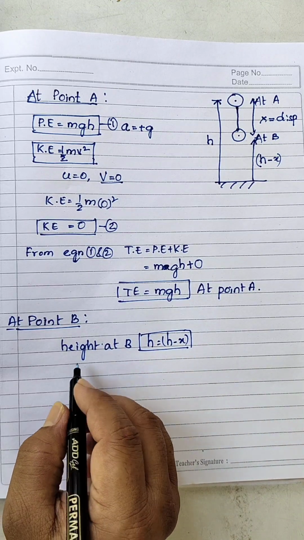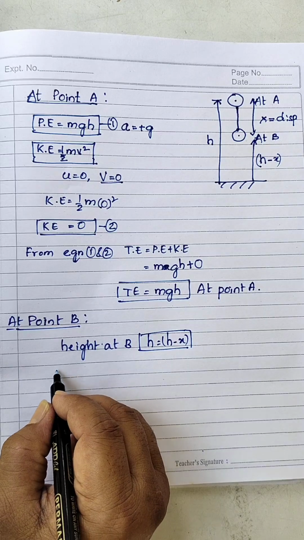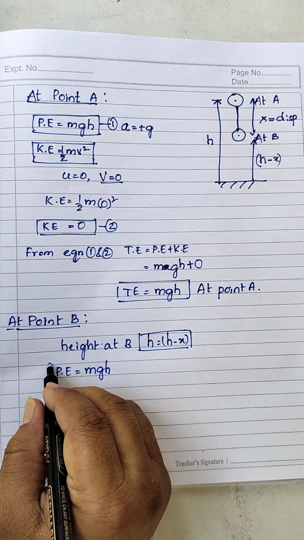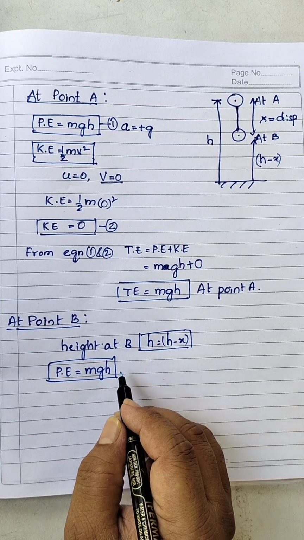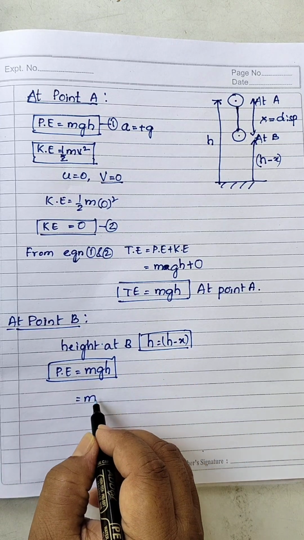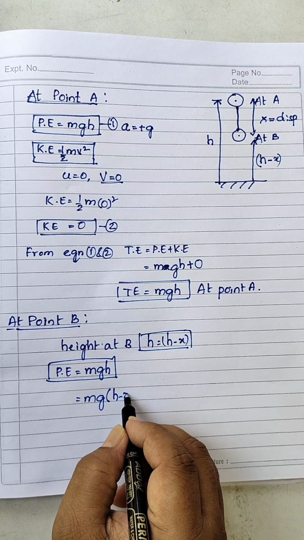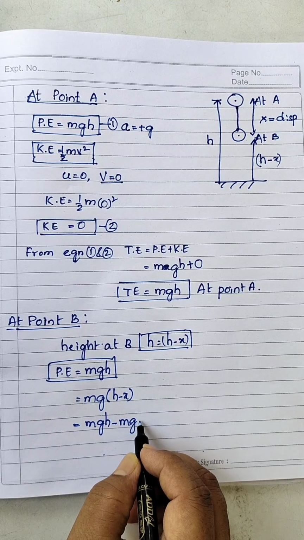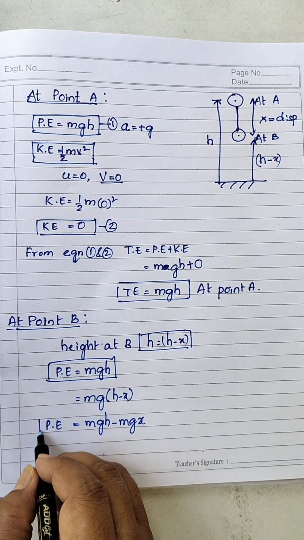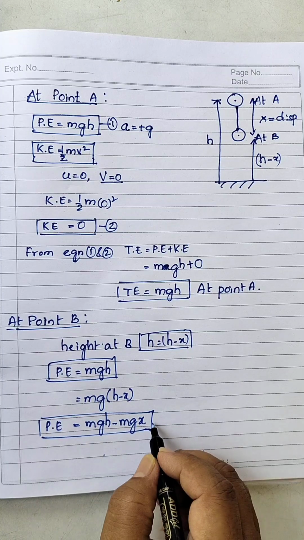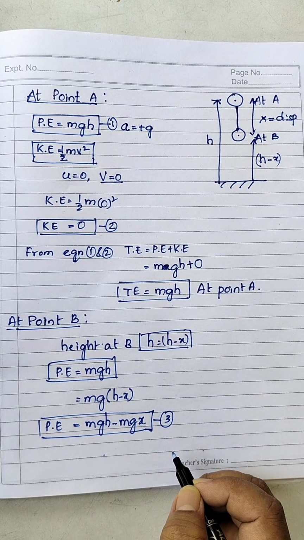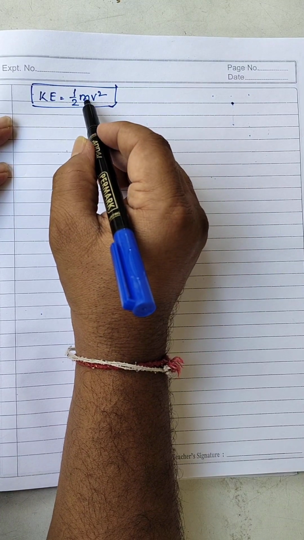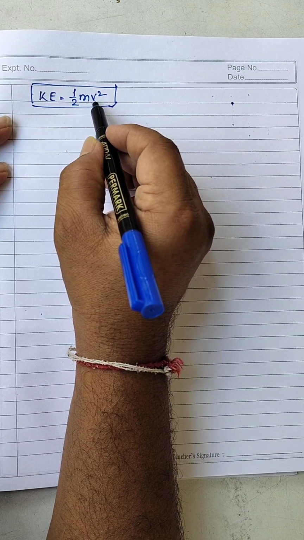Now you know the potential energy formula mgh. In this I want to substitute the h value, that is equal to mg times H minus x. Can I write mgH minus mgx? Yes. So this is the potential energy. Now let us consider it is equation number 3. So do you know what are the unknown factors here? You know m is mass of the body, v is final velocity.